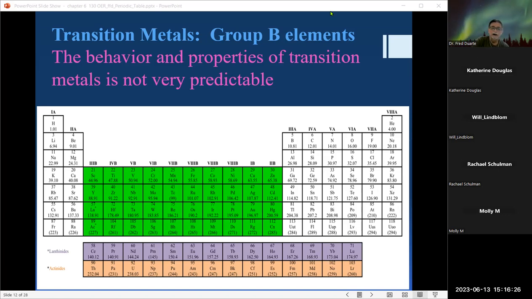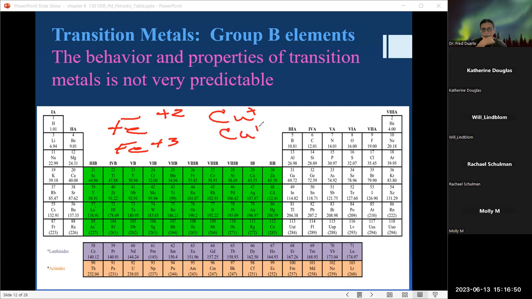For example, if we look at iron, Fe, it can either be a +2 or a +3 oxidation or charge. Depends. It's two different metals here. Copper could be a +1, or copper could be a +2 by losing 1 or 2 electrons. So with these transition metals, we cannot predict what their charge will be.